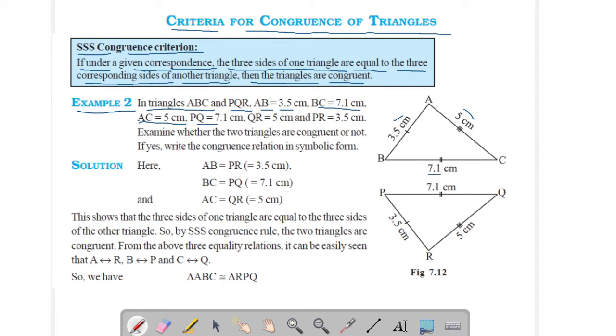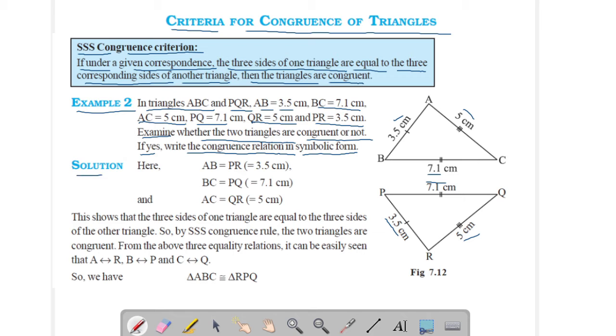Now PQ equals 7.1 centimeters. This is PQ, and QR equals 5 centimeters. QR is 5 centimeters, and PR equals 3.5 centimeters. Examine whether the two triangles are congruent or not. If yes, write the congruence relation in symbolic form.